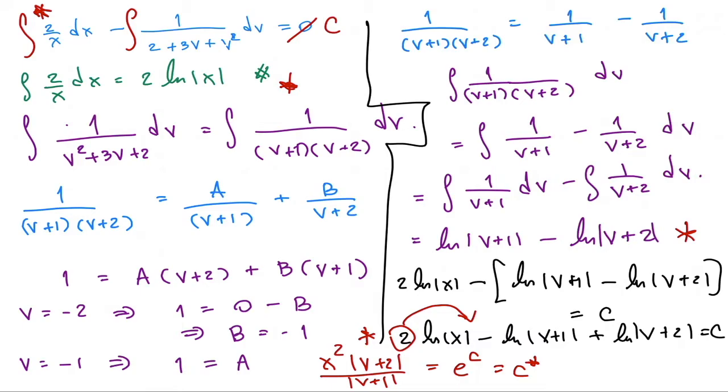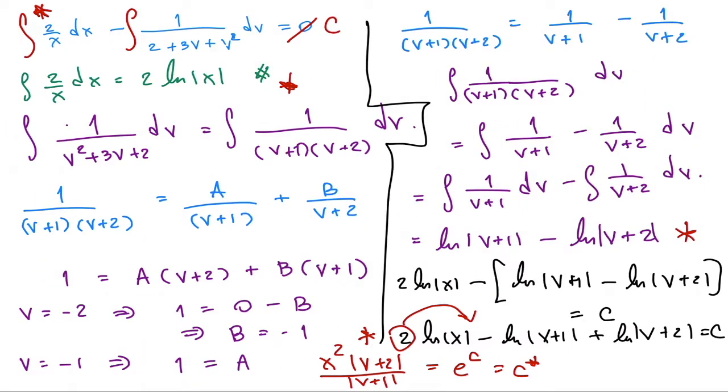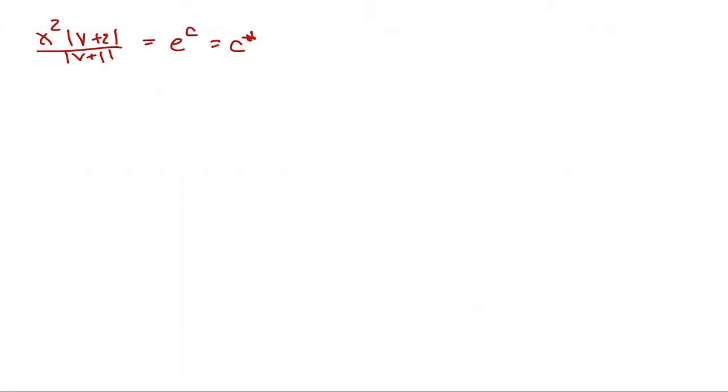And then we need to substitute v by what is it? y is vx, right? So v is actually y divided by x. So we need to substitute that back into the solution. So what we have is x squared times y divided by x plus 2 over y over x plus 1.